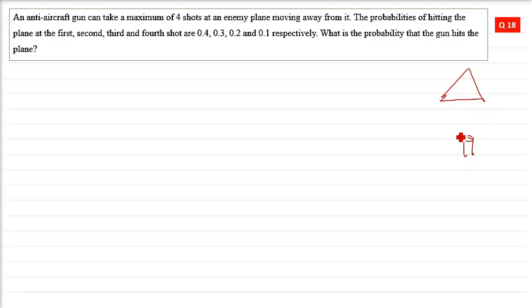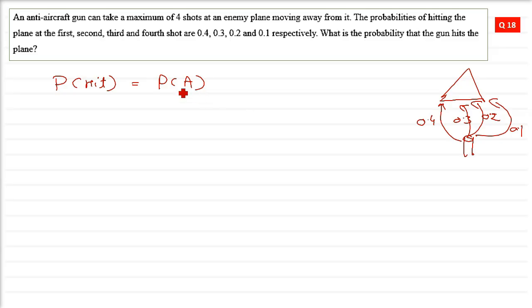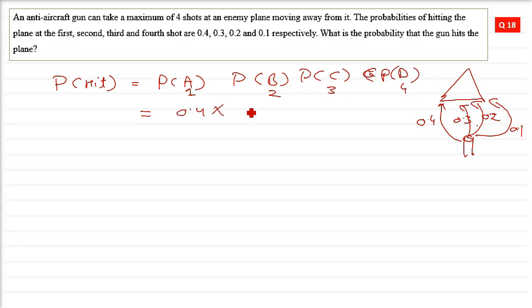So we have a plane. There is an anti-aircraft gun. First time shot 0.4, second time 0.3, third time 0.2 and the final time is 0.1. Now whether it hits or not, so the probability of hit is what? The probability of hitting the first time, let's call it P(A). Probability of hitting the second time, P(B). Third time, P(C). Fourth time, P(D). Now P(A) is 0.4, P(B) is 0.3, P(C) is 0.2 and the final is 0.1.